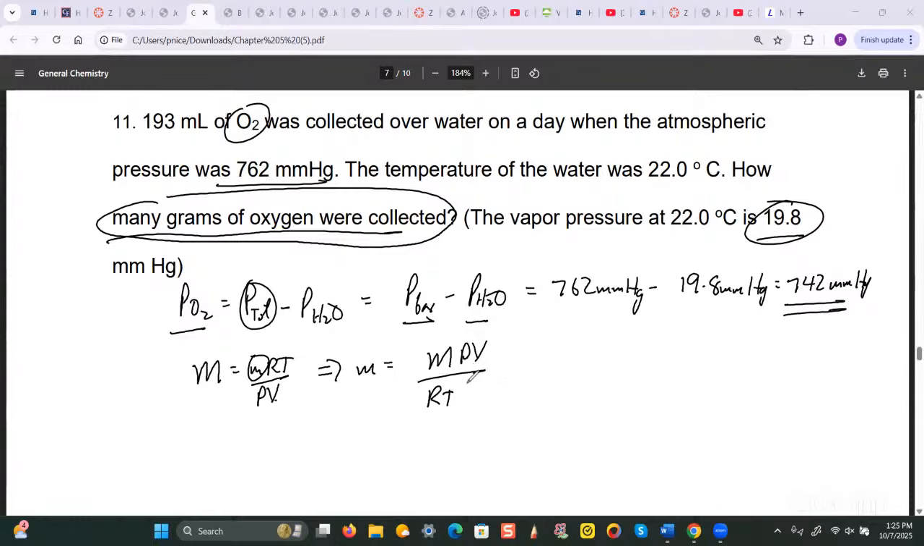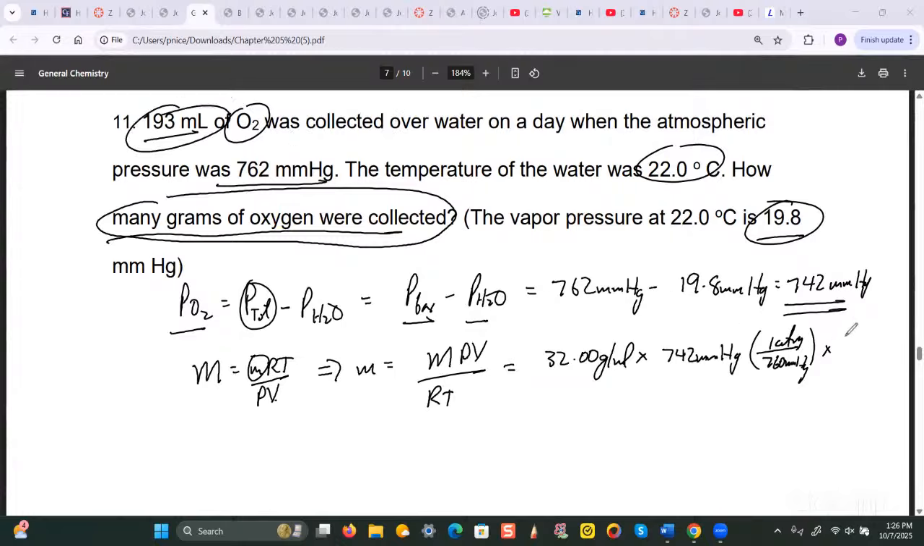The volume is 193 mL. The temperature is 22 degrees Celsius. So we have everything we need to calculate the mass of the oxygen. The molar mass of the oxygen is 32.00 grams per mole multiplied by the pressure. What's the pressure? 742 millimeters mercury, but we have to convert that to atmospheres: 1 atmosphere over 760 millimeters mercury, and then we multiply by the volume, which is 193 mL, which we have to convert to liters, so that will be 0.193 liters.